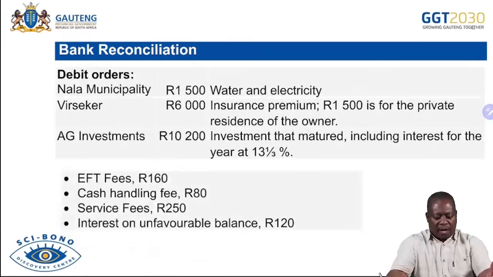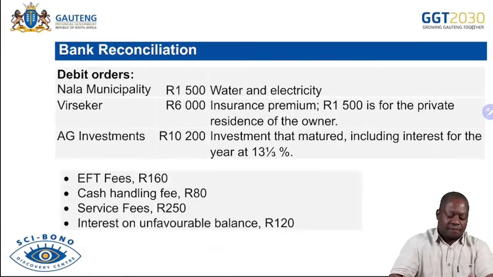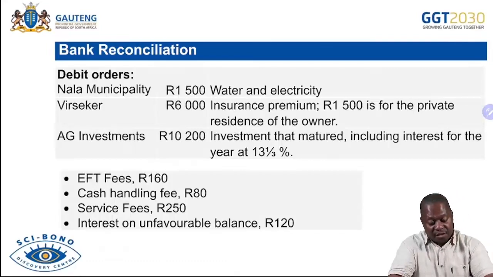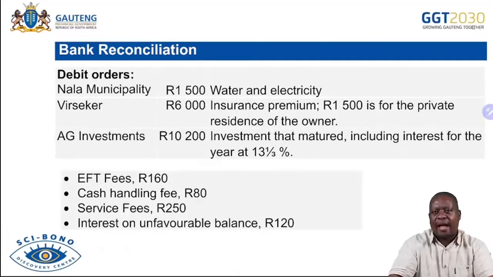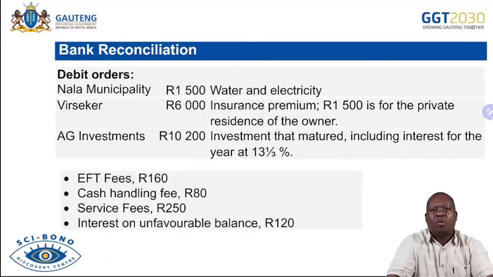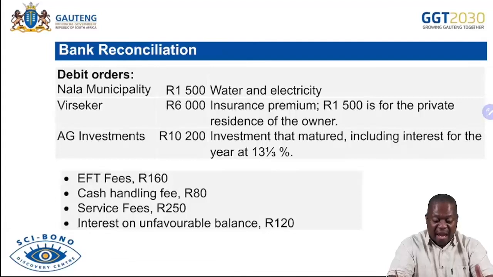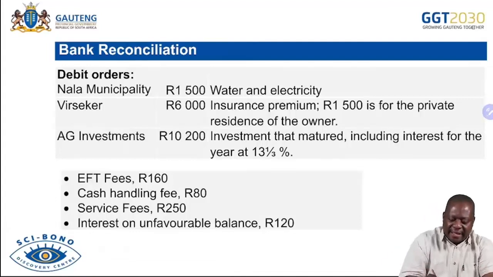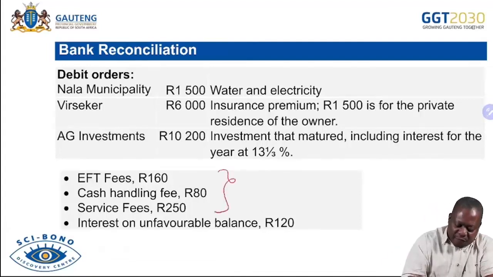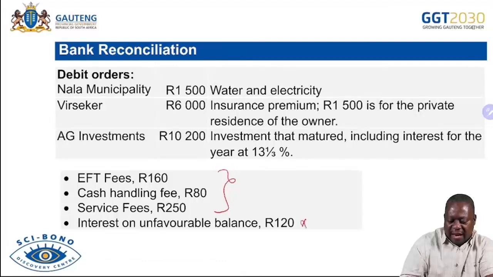Okay? They also indicated this: EFTs, cash handling fees, service fees, as well as interest on unfavorable balance. What I know, all these are payments that are made to the bank. So we are paying the bank. But there is a difference between these three amounts and this one.